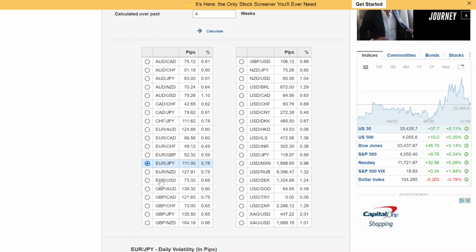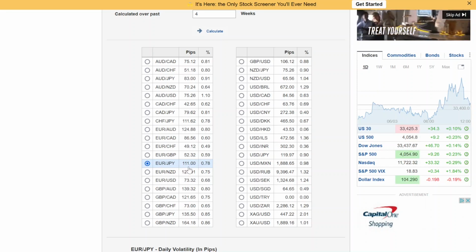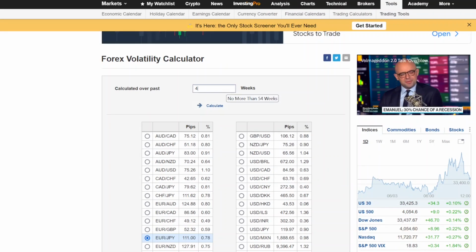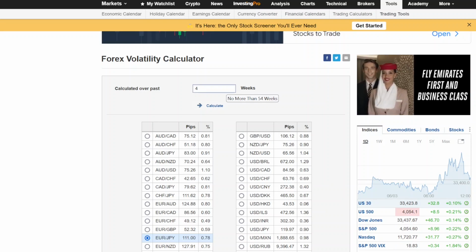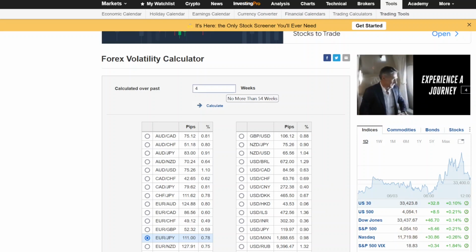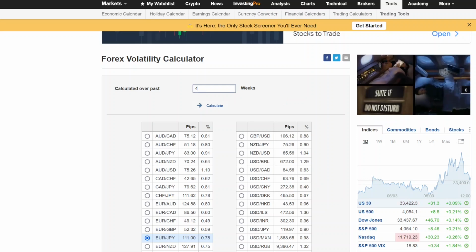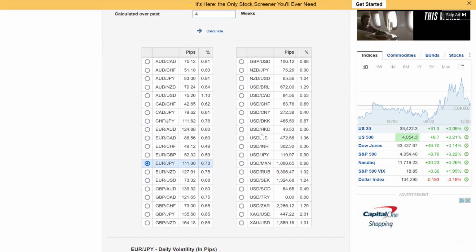investing.com/forex-volatility-calculator. So this is the volatility calculator. This is an extremely important step that a lot of people skip. Here you can see how many pips your pair moves on average. So what I do is you can check 2 days, 2 weeks, 1 week, no more than 54 weeks apparently. So you can only go up to 54 weeks. But what I do is check for the past 4 weeks. I'm trying to gauge the average of a monthly daily range sequence.